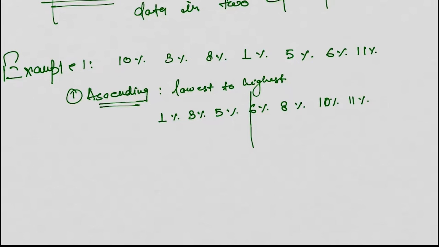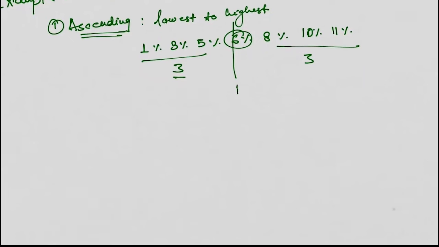Now you have to find a line which bisects the data into two equal halves. So this is that line. This line is crossing through 6 and it is dividing the data into 2 equal halves, 3 on the left side and 3 on the right side. So the median is 6%.